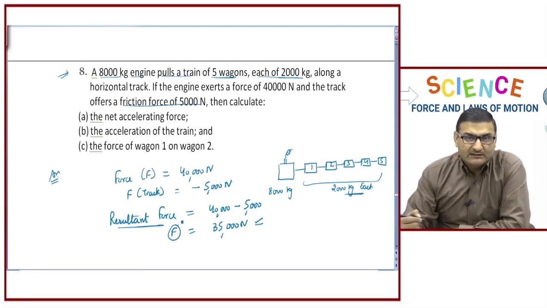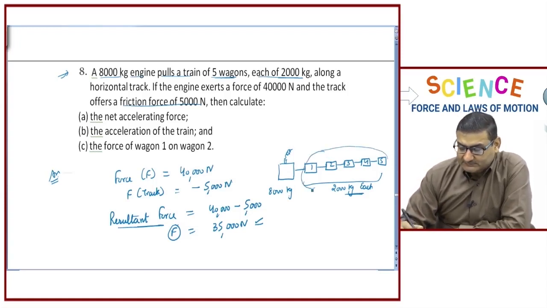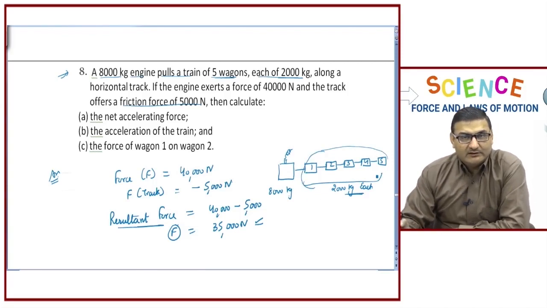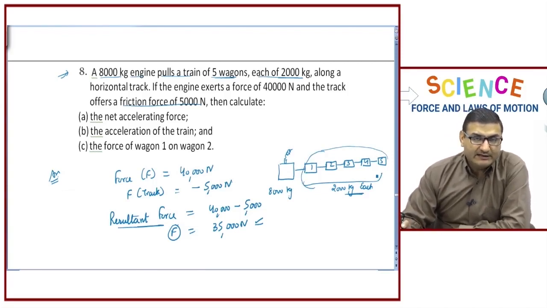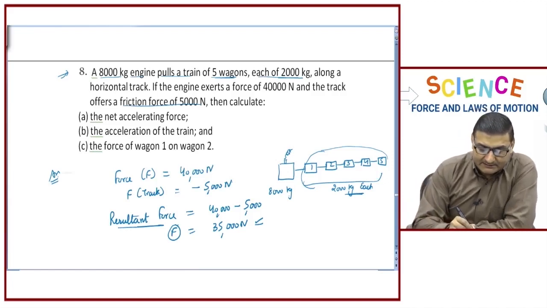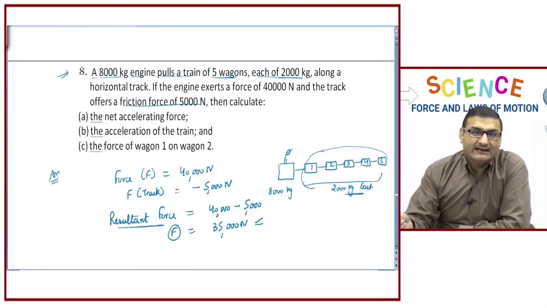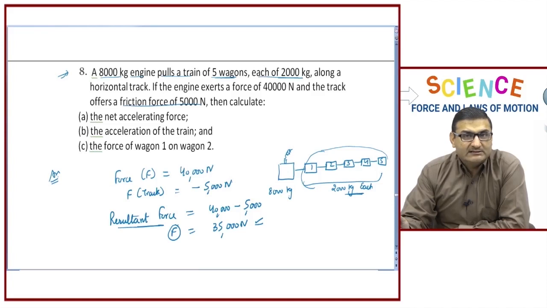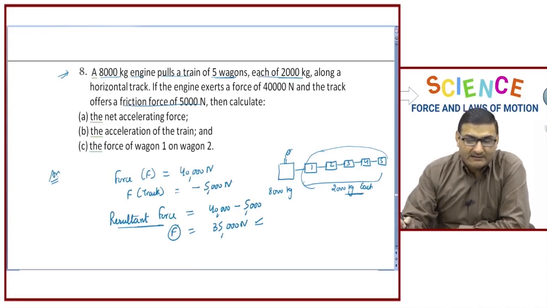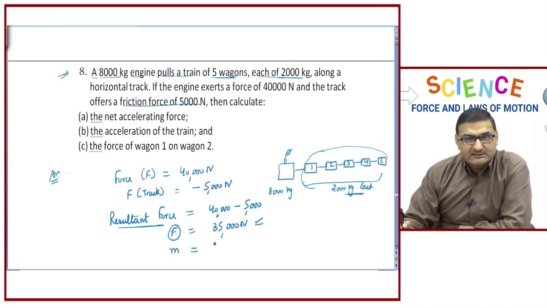Now this force is what the engine is exerting on these 5 wagons. So when we talk about these 5 wagons, we need to see what exactly is the force on these 5 wagons. The important thing to remember is that the information that the engine is 8,000 kilograms is basically irrelevant. Why? Because the engine is not applying force on itself. It is applying force on these 5 wagons. So while calculating the mass, we will just take the mass of all these 5 wagons.